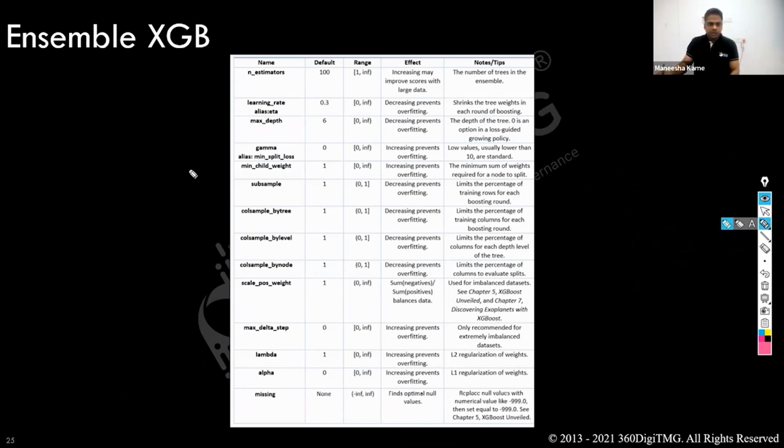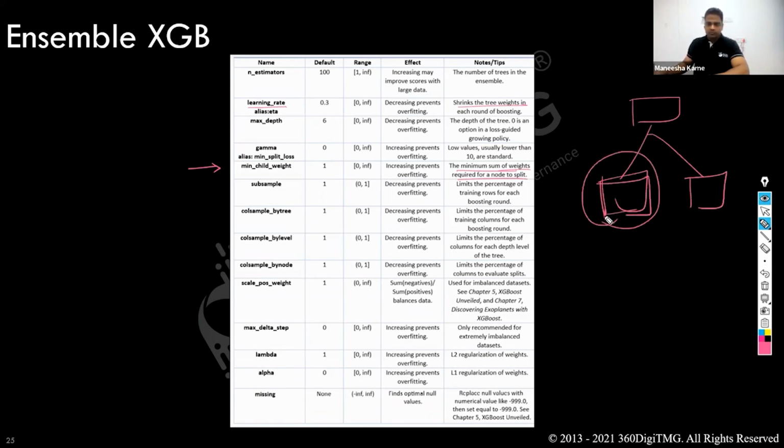Then you have minimum child weight. What is the minimum sum of weights required for a node to split? Then you have weights which are given right here, the weightage that is given to each and every tree. So here, if this is the node, you will assign weightage. That weightage should be a minimum number for you to proceed further with the split.